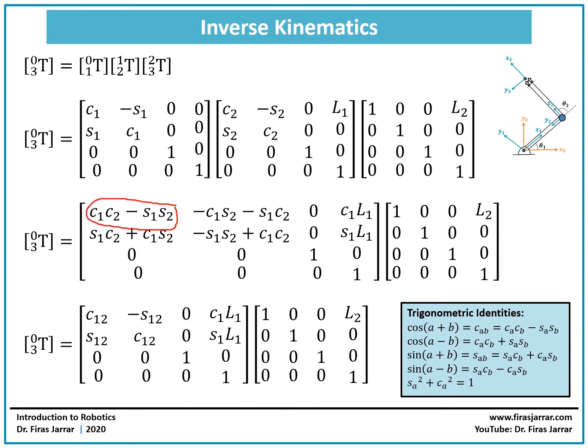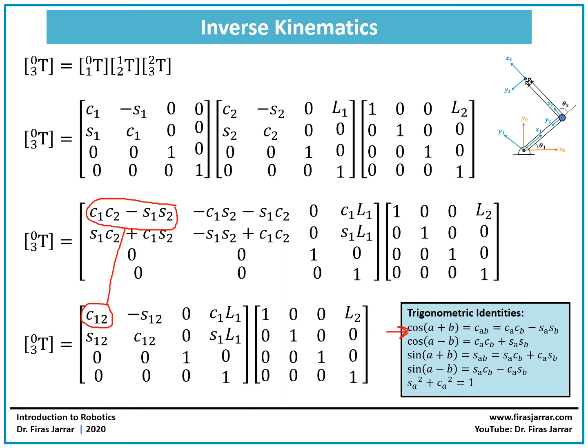And we do the same for the rest of the elements in this matrix. Before proceeding, we need to realize that this corresponds to a trigonometric identity, where the cosine of an angle times the cosine of another angle minus the sine of the first times the sine of the second is equal to the cosine of the summation of these two angles. So this is why we can replace this term with cosine 1,2, where cosine 1,2 is cosine of theta 1 plus theta 2. And we do the same for the rest of the elements of this matrix.